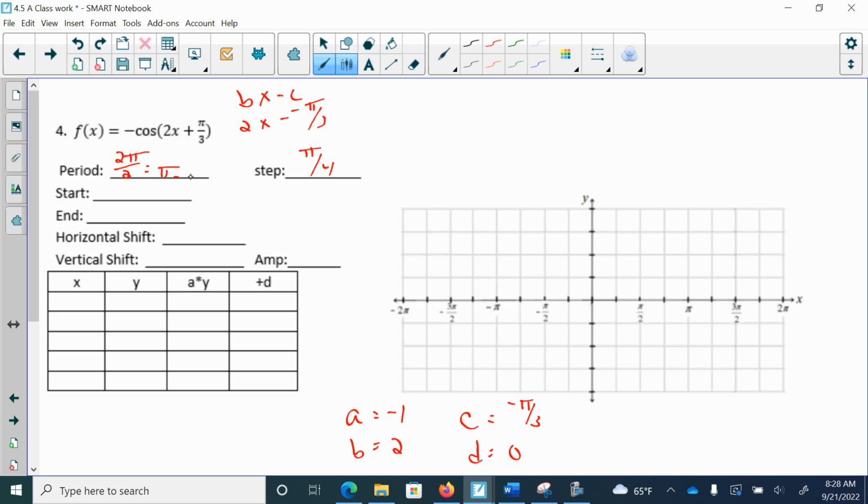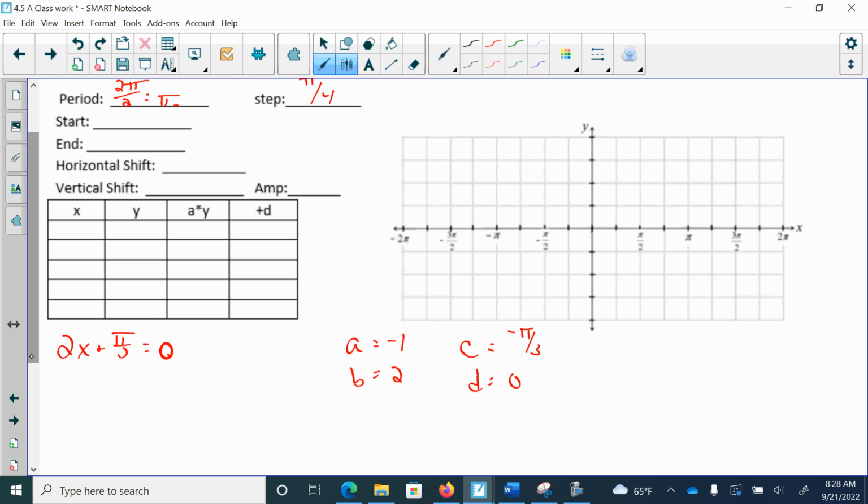Then to find my start, I take whatever's inside that parenthesis and set it equal to 0. So I'm going to take 2x plus pi over 3 and set that equal to 0. Subtract pi over 3 from both sides, and I have 2x is equal to negative pi over 3. Multiply by 1/2, which is the same thing as dividing by 2. Since I'm dealing with fractions, it's easier to multiply. I get x is equal to negative pi over 6.